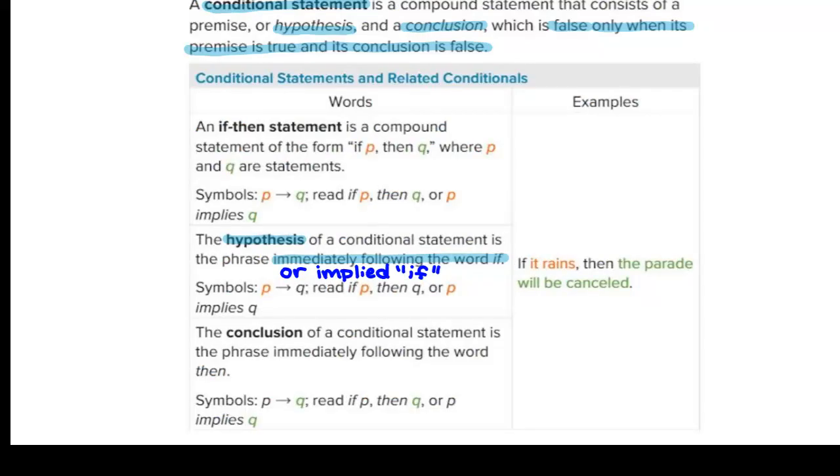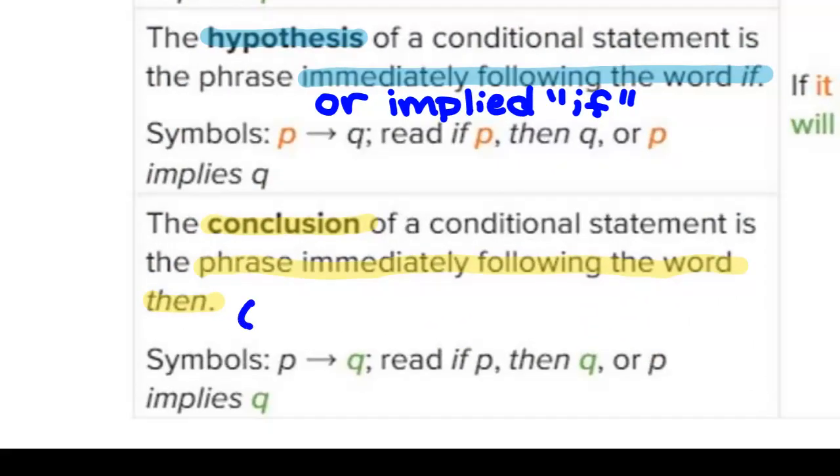Sometimes when we have if-then statements, we don't actually write the word if. I'm thinking about my 9-year-old this past weekend. She asked me if she would be allowed to play Minecraft yesterday. And I said, go clean your room and you can play Minecraft. There was an implied if in there. It was if you go clean your room, then you can play Minecraft. So even though I didn't use the word if, it was in there. The conclusion of a conditional statement is the phrase immediately following the word then, or implied then.